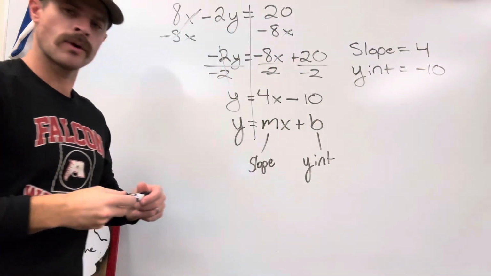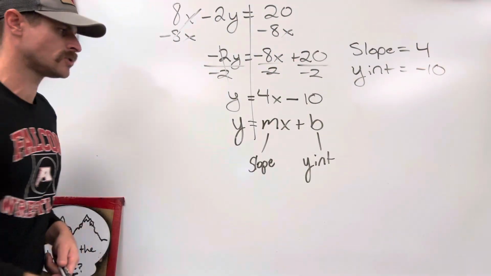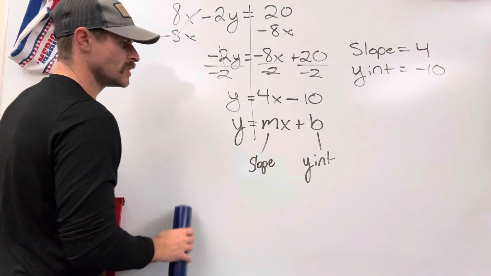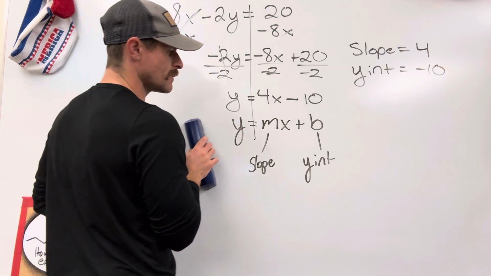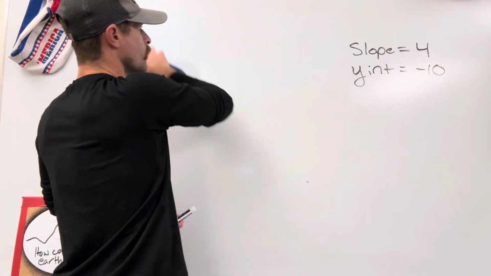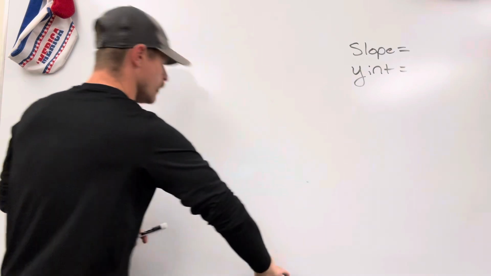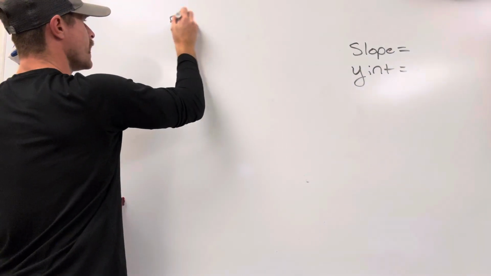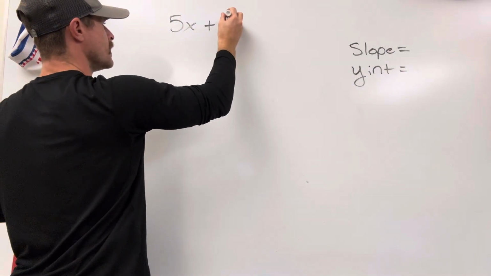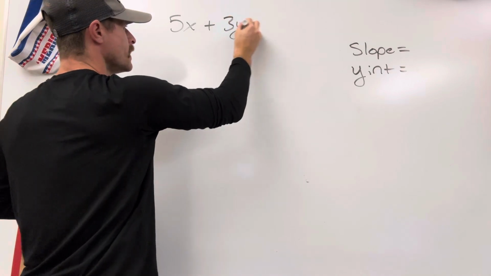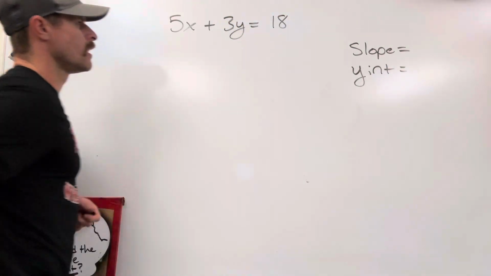All right, let's do another one of these problems real quick. Make sure you get the hang of it. Try this one on your own. You can pause the video as I'm working through it to see if you get the exact same results that I do. I'll make another one right now and we'll get started. Let's go with 5x plus 3y equals 18.